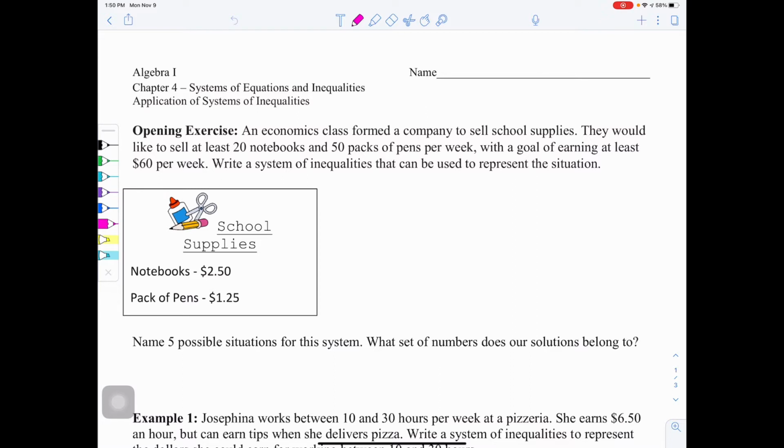So please pause the video and resume when you are ready to go over the answers. Okay, now that you've had a chance to check, we're going to write our system of inequalities. First, no variables were chosen for me, so I must pick them and define them. So I had let x equal the number of notebooks, and then y was equal to the number of pens.